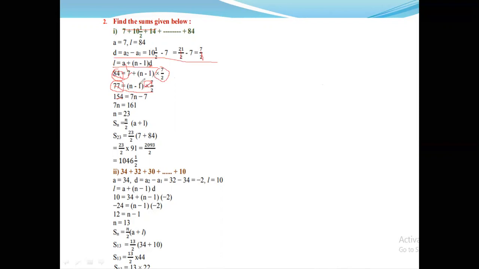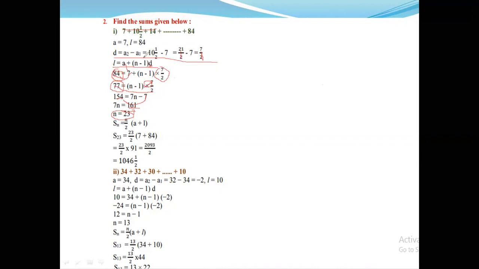If you divide 154 by 7, or otherwise you can multiply 7 to n, it will become 7n, and 7 into 1 is 7. If you send the 7 that side, it will become plus 7. 154 plus 7 is 161. 7n is there. If you send this 7 to the denominator, it will become 161 divided by 7, which is 23. It means the number of terms is 23. Total number of terms is 23.